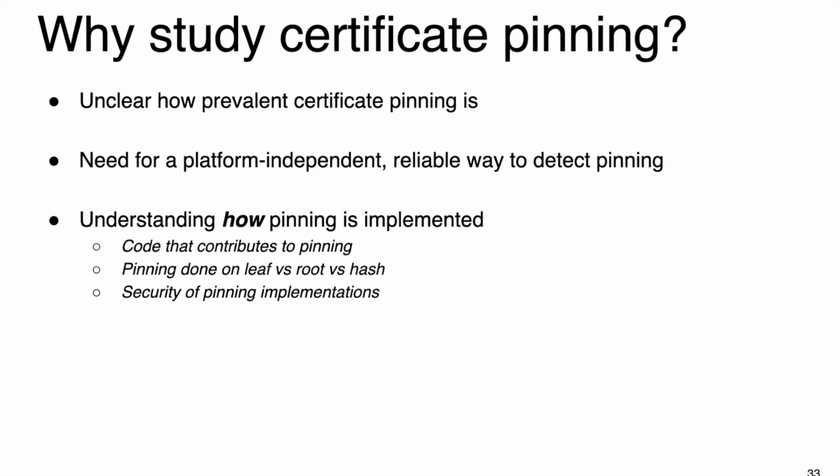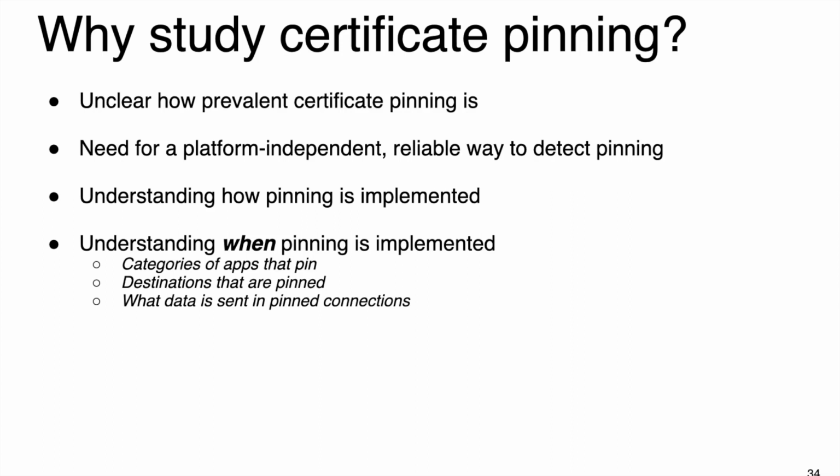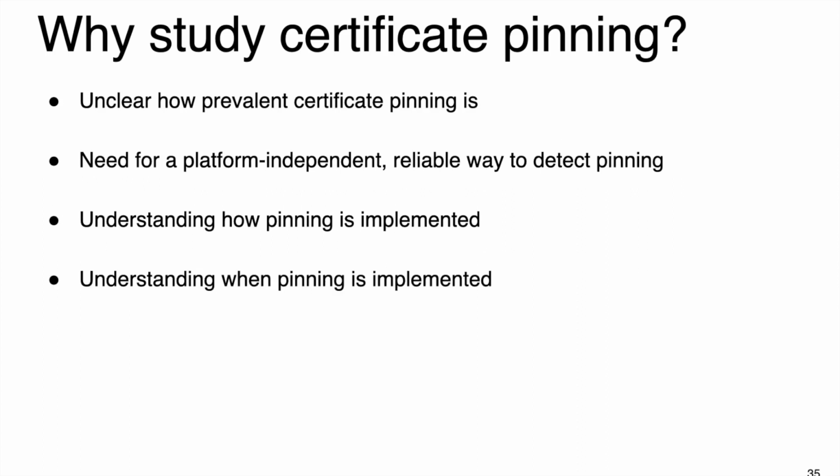Third, we would simply like to know how is pinning implemented. That is, more insights about code that contributes to pinning, whether pinning is done on the leaf, root, or a certificate hash, and the security implications of these decisions. And last, we'd also like to know when is pinning implemented. That is, categories of apps that pin, destinations that are pinned, and the data that gets sent in pinned connections.